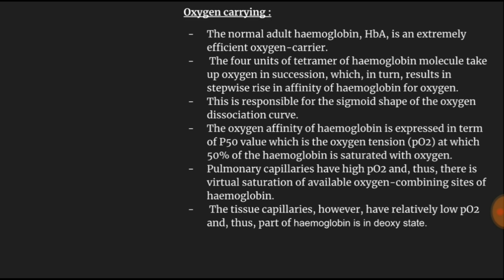Now coming to the pulmonary capillaries, which have high PO2. Pulmonary capillaries are the capillaries present near the lungs. So these have higher PO2, that is, higher oxygen tension, because when you breathe in, more oxygen goes to the lungs, and these lungs are connected with the pulmonary capillaries, which in turn help in the exchange of carbon dioxide with oxygen. The tissue capillaries will have lower PO2 because the tissues require oxygen. Hence tissue capillaries have lower PO2 and pulmonary capillaries have higher PO2.